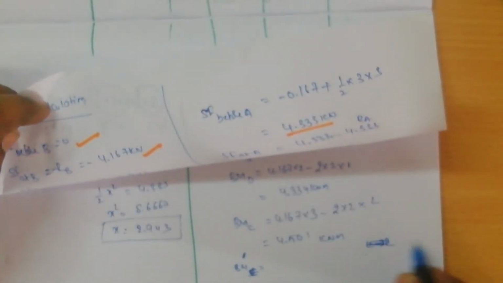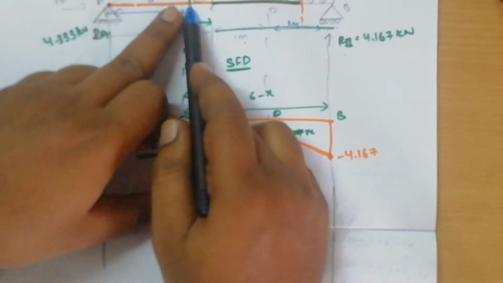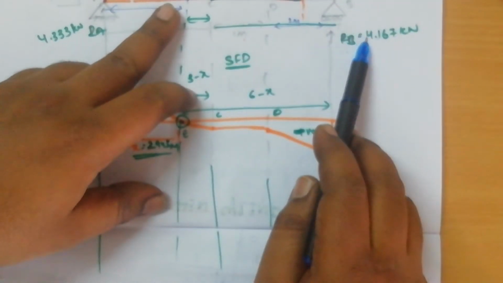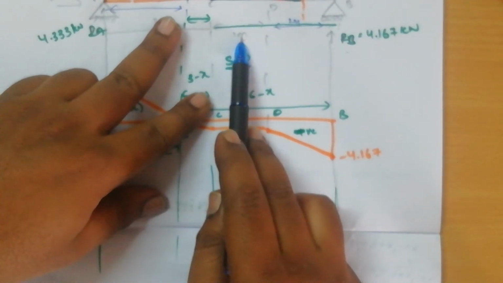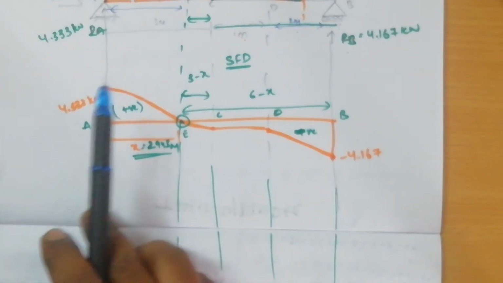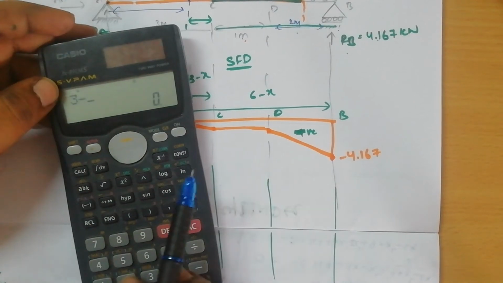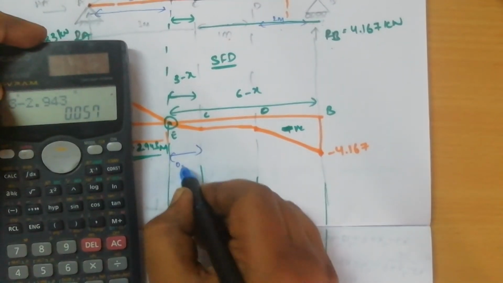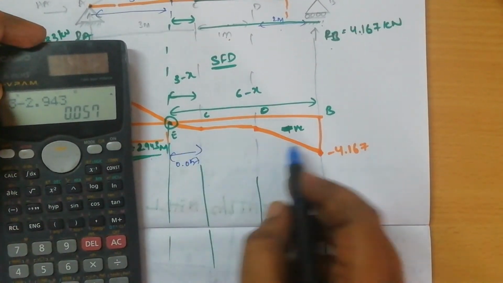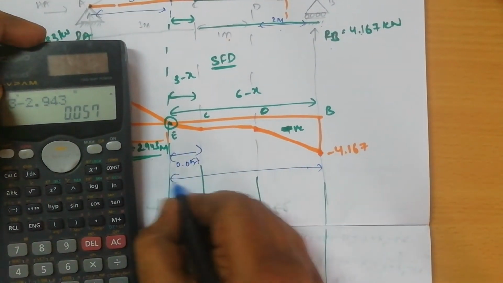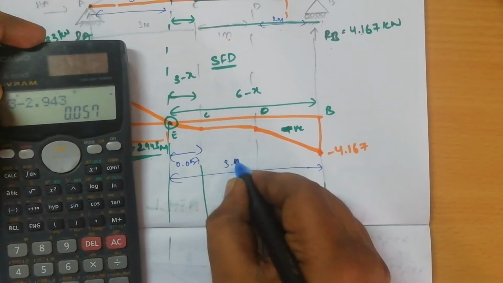So first of all, let us go the traditional way. That is 4.167 into the distance from this point to this point. Already we know from this point to this point the distance is 1 plus 2, 3. So what is the remaining value? We have got this 2.943. So what is the remaining value? 3 minus 2.943 will be 0.057. So what will be the total distance? This total distance is now 3.057, correct?